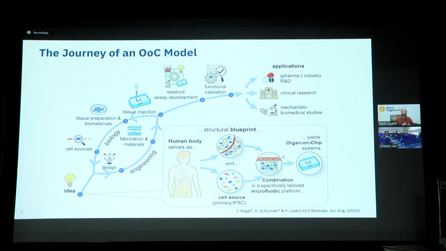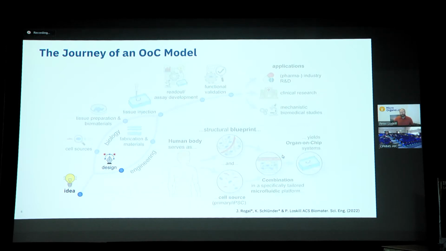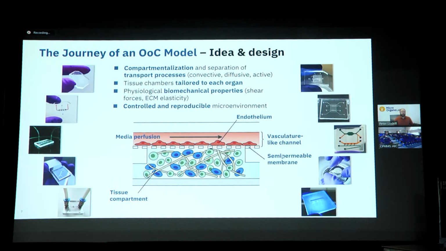As I mentioned, I want to take you on this journey now, showing a couple of examples of our model systems. I'm starting with the idea, and the idea always has basically one underlying concept, and this concept is compartmentalization. All of our systems are based on compartmentalization, where we separate the transport processes, the convective transport to the media channels, and the diffusive and active transport.